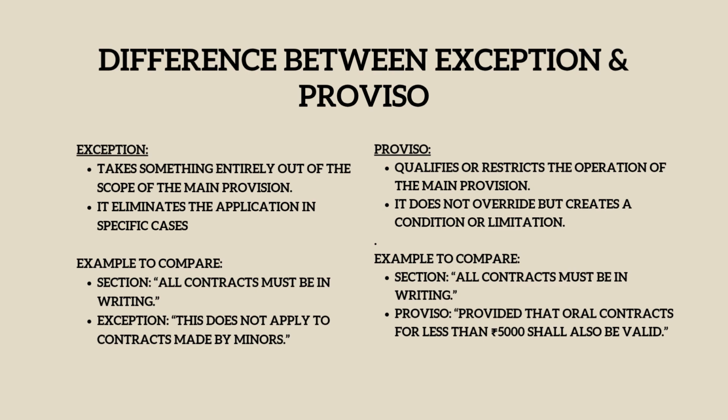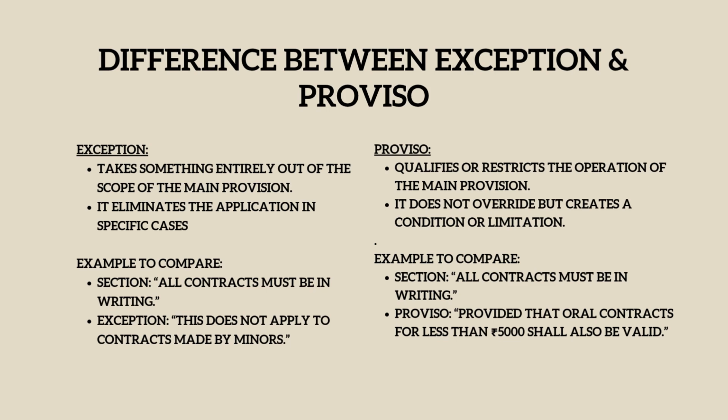5. Exception versus proviso. Know the difference. Finally, let's tackle a very popular exam and interview question. What's the difference between an exception and a proviso? Though both appear to limit the general rule, they operate differently. An exception completely removes certain matters from the scope of the section. It's as if the rule doesn't apply at all in those cases. A proviso, on the other hand, qualifies the section. It applies, but in a limited or conditional way.